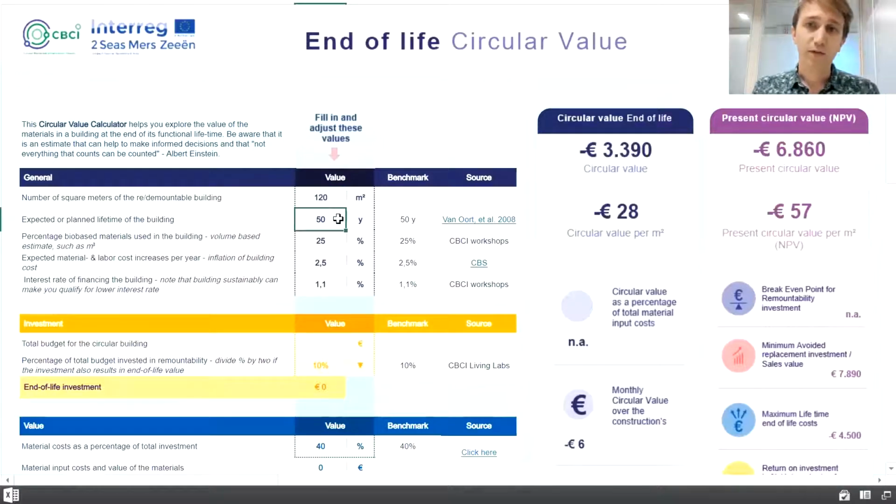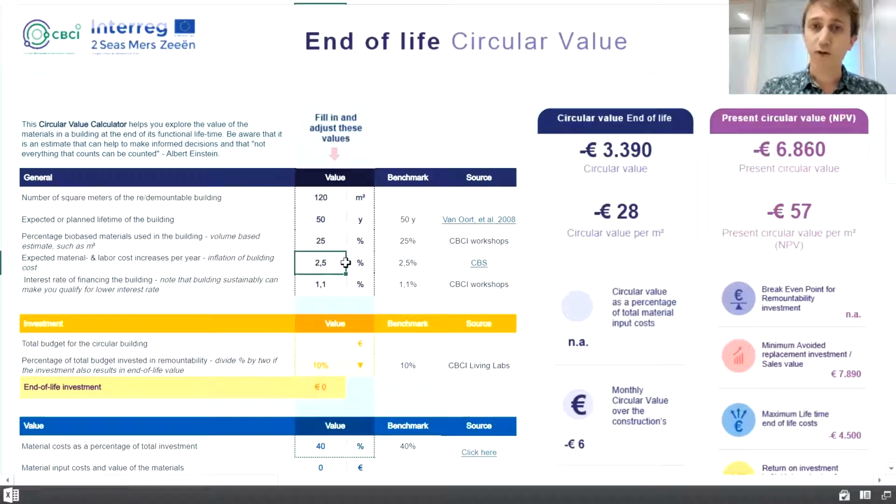The expected lifetime of the building is 50 years. Overall, this is longer, but officially this is often taken as a metric. Then we assume 25% bio-based materials. This often came back, but you can adjust it according to your own building plans.